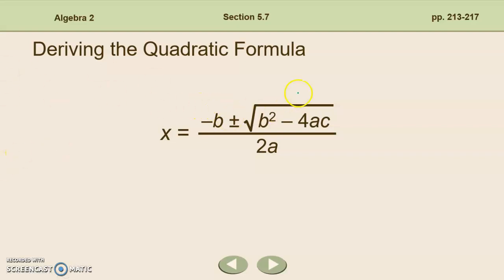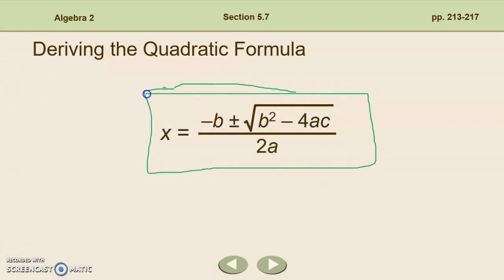What you do need to know is this. And there are songs out there. We'll have a poster hanging up in the room. But whatever you need to do to commit this to memory, make sure you get this quadratic formula committed to memory. Negative b plus or minus the square root of b squared minus 4ac all over 2a.